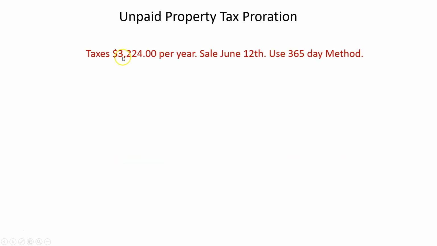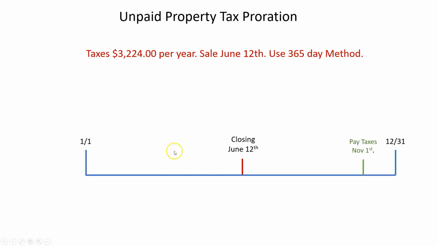Here's an example. The taxes are $3,224. Sale date is June the 12th. Use the 365-day method. They'll always put that in the question. Here's a little year timeline. I just put in that taxes are normally paid from November the 1st onwards, so you can't pay the taxes before that date. Therefore, anything that happens before November the 1st is probably going to be an unpaid tax problem.